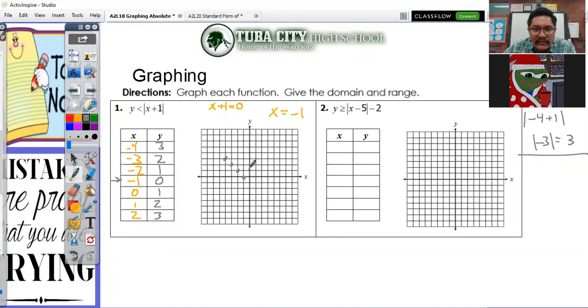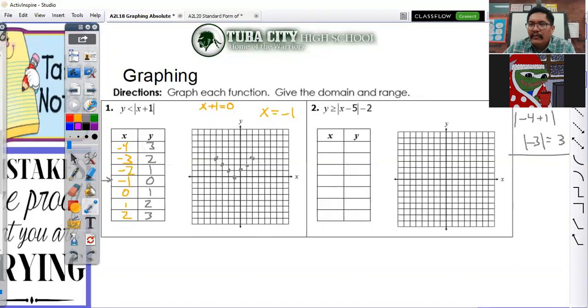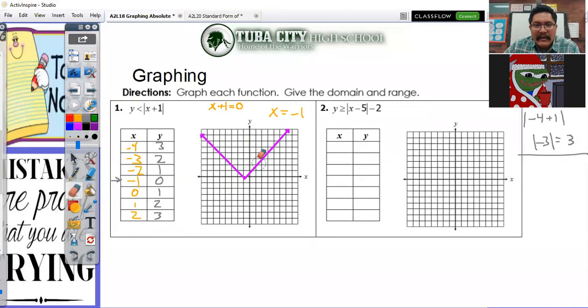0, 1, so 0, 1 is going to be right there. Next one is over 1 up 2, over 2 up 3, and that should be enough to graph our points. So I'm going to go ahead and use our tool to make a straight line from here to here. And I'm going to erase these lines just to make my graph look a little bit nicer.